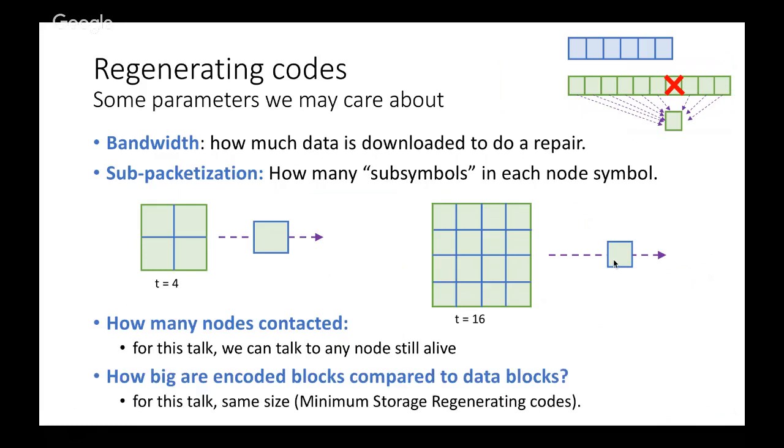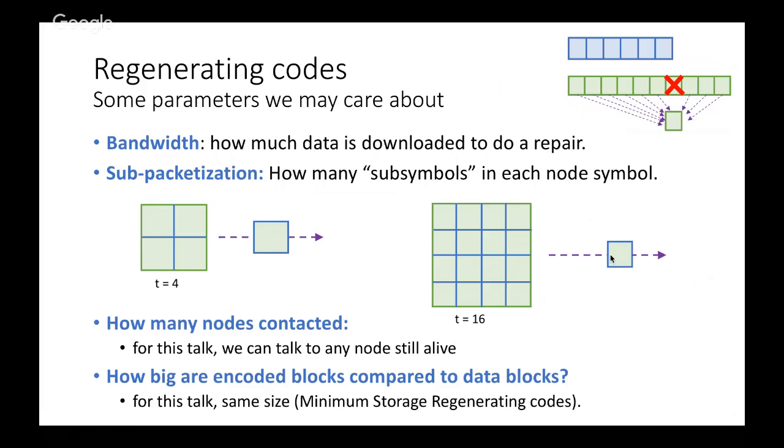Another thing one might be interested in that I'm not going to talk about is how big are the encoded blocks compared to the data blocks. So in all my examples and pictures so far, I've kind of had the data blocks and the encoded blocks about the same size, and they're supposed to be like the same type of thing. And I'm going to continue with that for the rest of the talk. However, I just want to mention this can be relaxed. But for this talk, encoded blocks and data blocks are all the same size. They are all finite field elements of finite fields of size 2 to the t. That's what we're going to be working with.